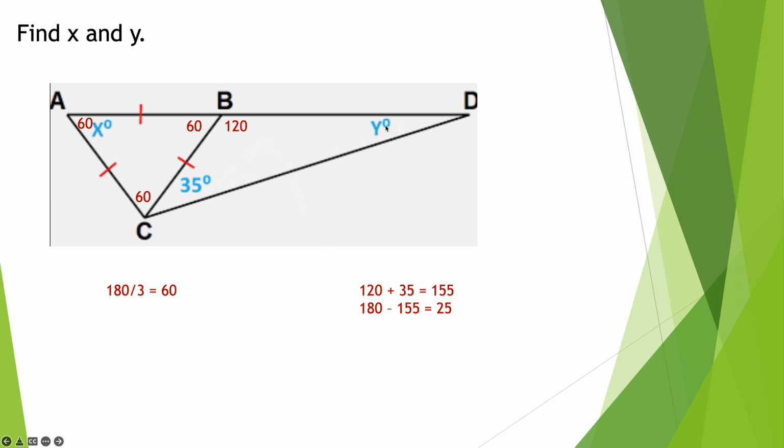Working just in this triangle on the right, we know those 3 angles add up to 180. So 180 minus the 155 gives me 25 degrees. So the angle at D is 25 degrees.